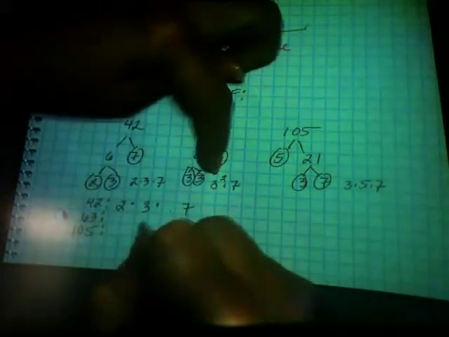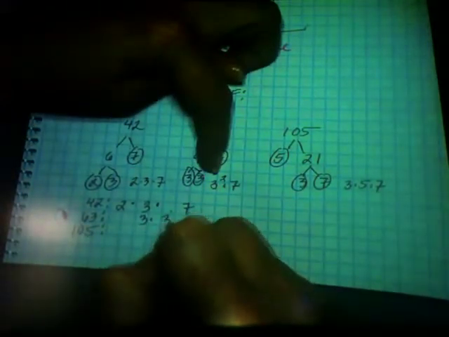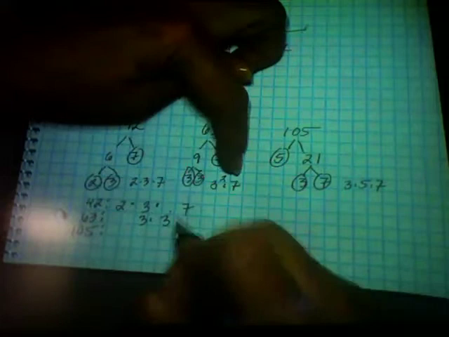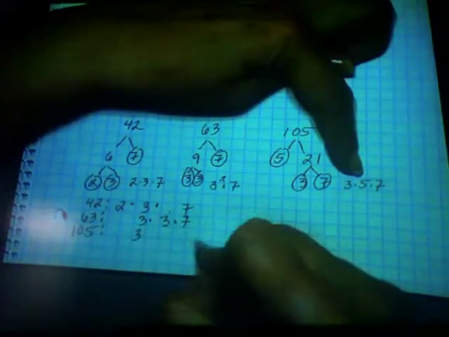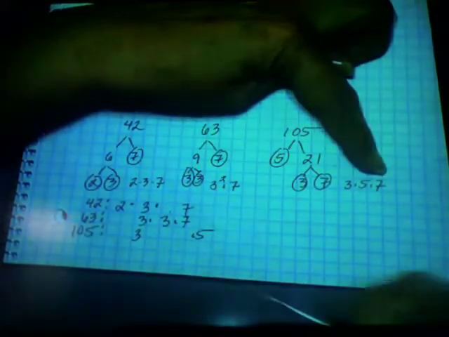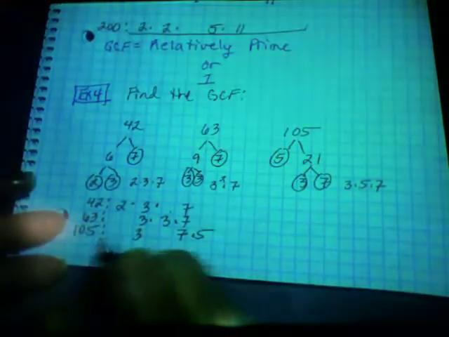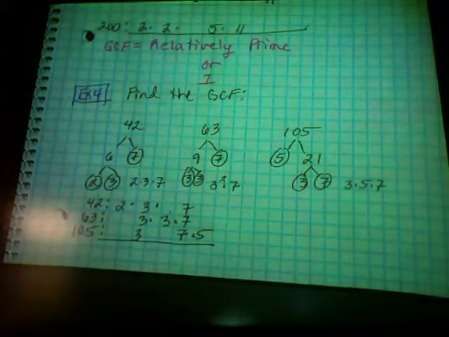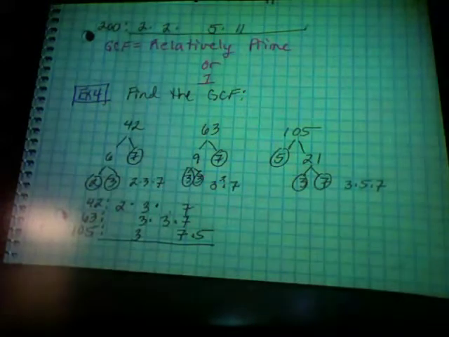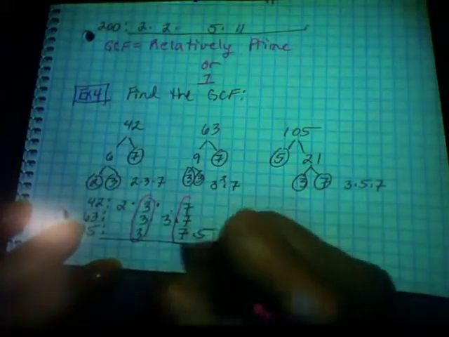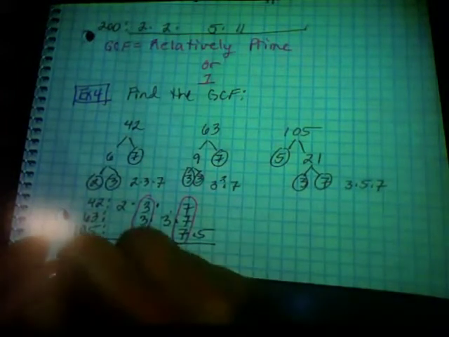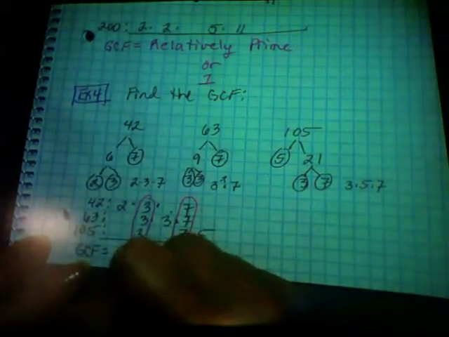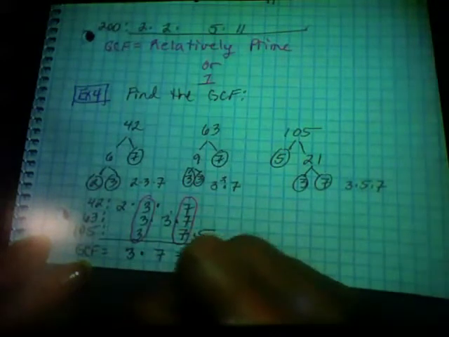So here I would line up one of the 3s. The other 3 would go in its own column. And then the 7 lines up. And then 105, the 3 lines up. The 5 needs to make its own column over here. But the 7 lines up. So what do they all have in common? Which primes? They all have a 3 in common, and they all have one 7 in common. They don't have three 3s and three 7s. They have one 3. So your GCF is equal to 1 three times 1 seven, which is 21.